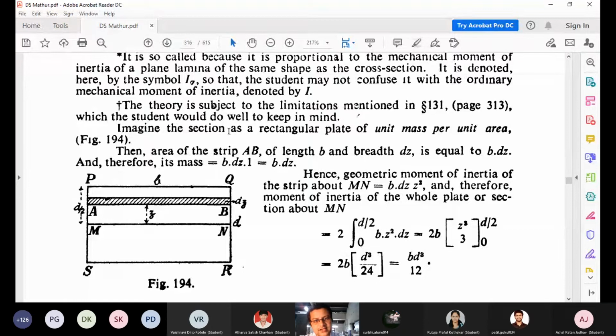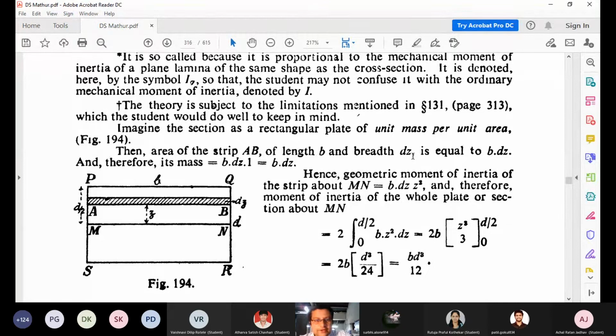Just imagine the section as a rectangular plate PQRS, of unit mass per unit area. Then the area of the strip AB, of length small b, and breadth dz. Here you can see this portion, the AB portion, which has length small b and breadth dz. Don't confuse, dz is a small breadth you consider.